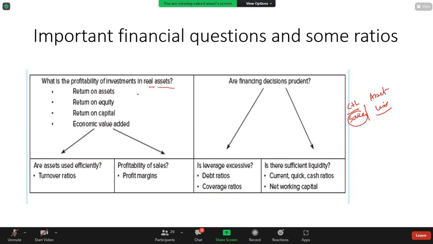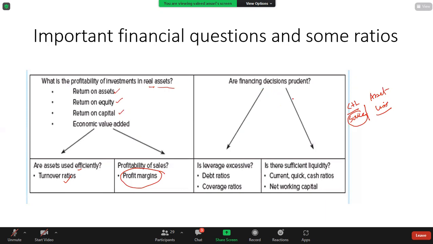So we have ratios like how much is the return on assets, how much is the return on equity, how much is the return on capital. And EVA, economic value added, is a concept which takes into account the entire cost of capital, what we call economic profit. In other words, whether the assets are used efficiently, like the turnover ratio, and the profitability, that is the profit margin.